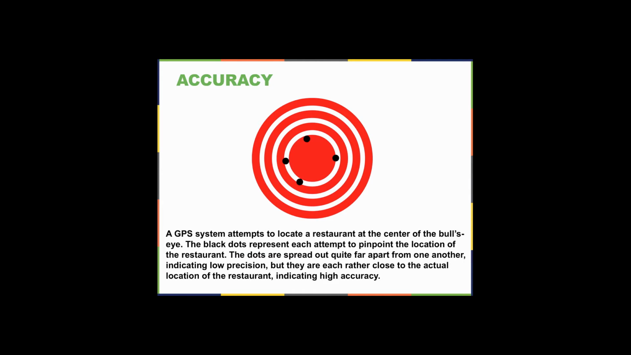Conversely, if you're trying to hit a bullseye, in this case they talk about a GPS system trying to locate a restaurant. In the center would be the bullseye. The black dots represent each indication of where the restaurant is, or each shot at the bullseye. You notice the dots are very far from each other, but they're reasonably close to the bullseye. So they have low precision but fairly high accuracy.